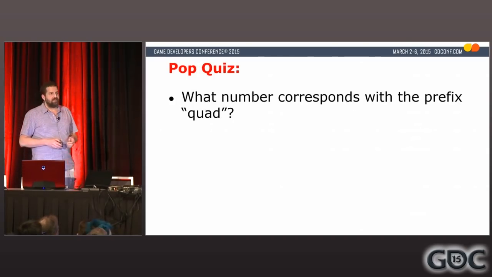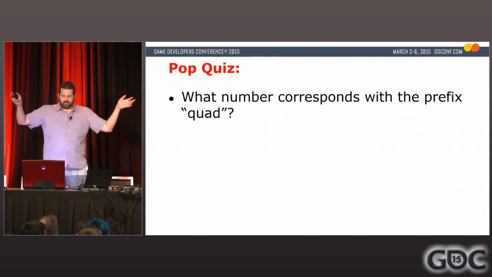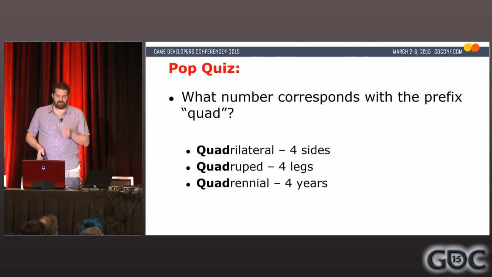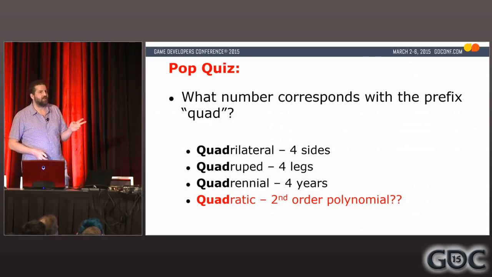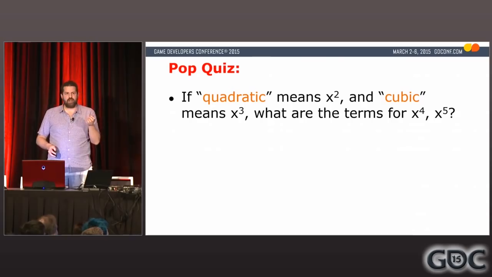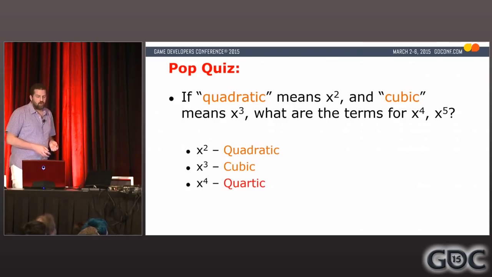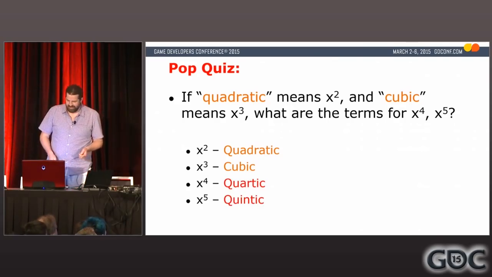I find that to be a confusing term. So let me take a quick pop quiz. When I say the prefix quad, what number comes into everyone's head? Right? Quadrilateral, quadruped. No, except quadratic equation is second order, right? Okay, so wait, if quadratic is second order and cubic is third order, what are the terms for fourth and fifth order? Who knows them? Six people know them, yeah. Quadratic, cubic, quartic, quintic, right?